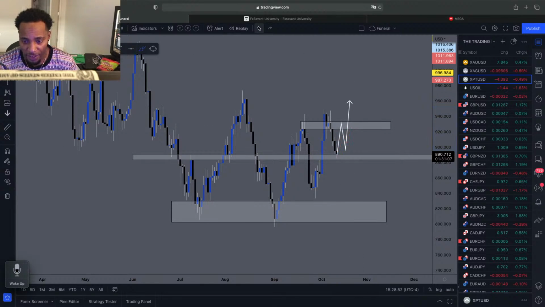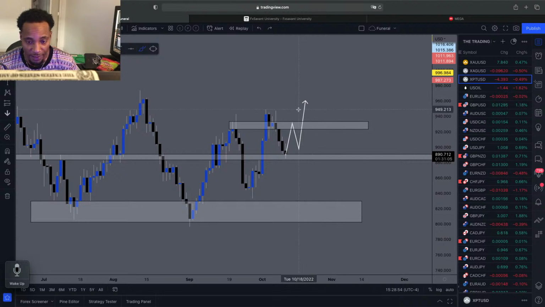So as it is right now, just monitoring and sitting on our hands, waiting for either a break above this area for the continuation to the upside, or we could see further sell off, and then we could look for a move to the downside once an important level of structure is broken.